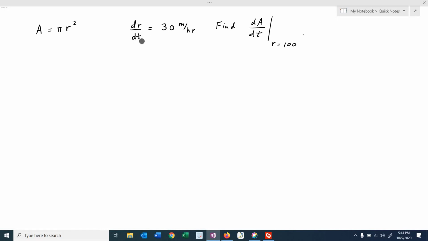In other words, dr/dt. So that's equal to 30 meters per hour. And by the way, that's a constant number. Regardless of what time you're looking at, this is the rate of change in the radius over time. Now, the rate of change they want us to find is the rate of change in the area over time, right when the radius is 100 meters. So we're going to evaluate the derivative of the area with respect to time, dA/dt, at this moment in time when r is equal to 100 meters.